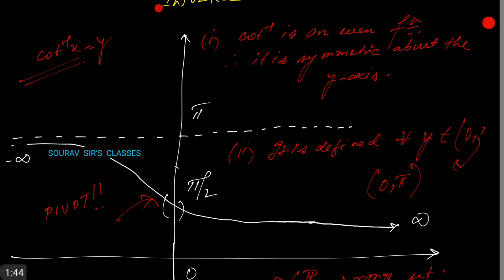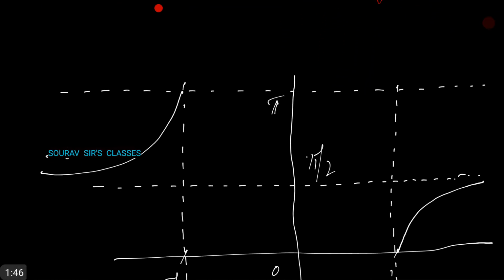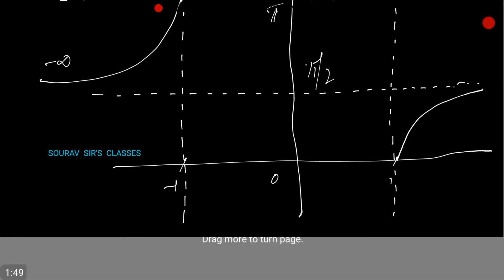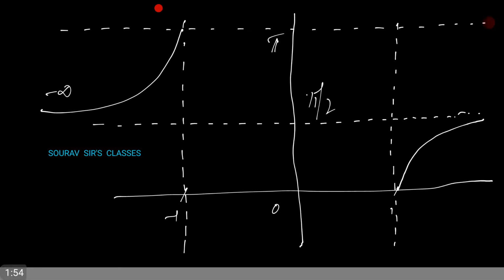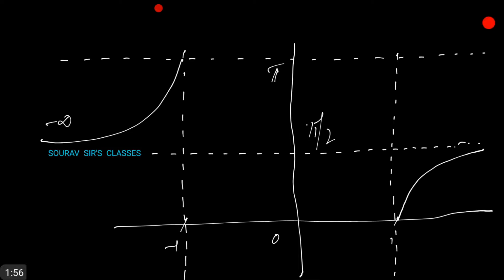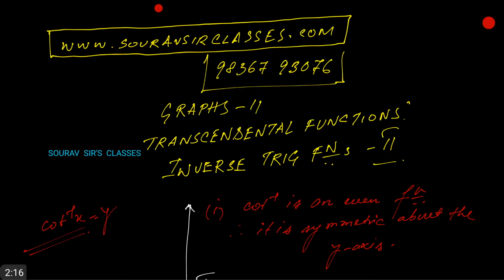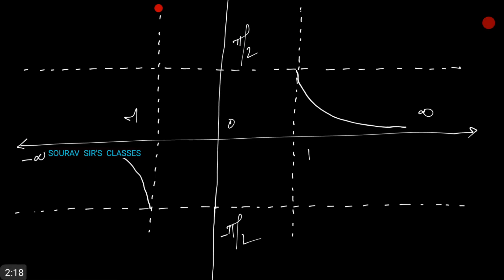Let me tell you a bit about the graph of sec inverse x. Let me just write it down. So this is sec inverse x. Now how can you distinguish between cos inverse x, sec inverse x and cosec inverse x? They almost look similar. Let me show you how cosec inverse x looks. This is how cosec inverse x looks.